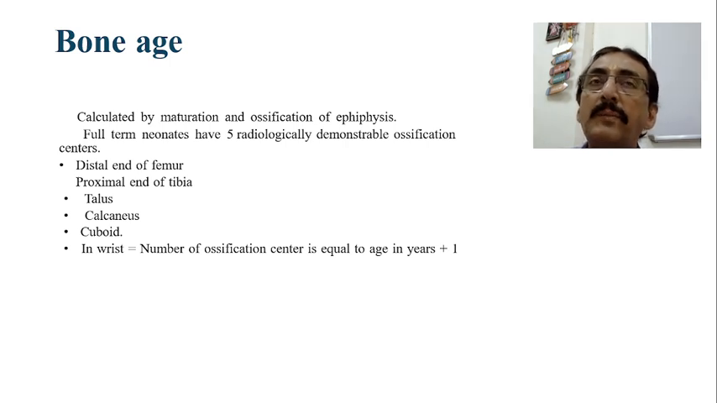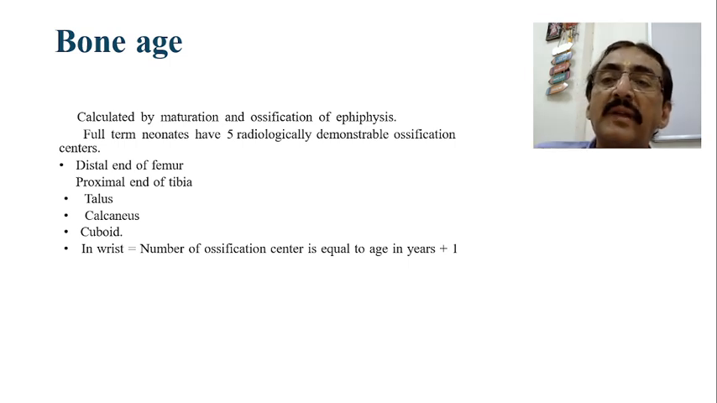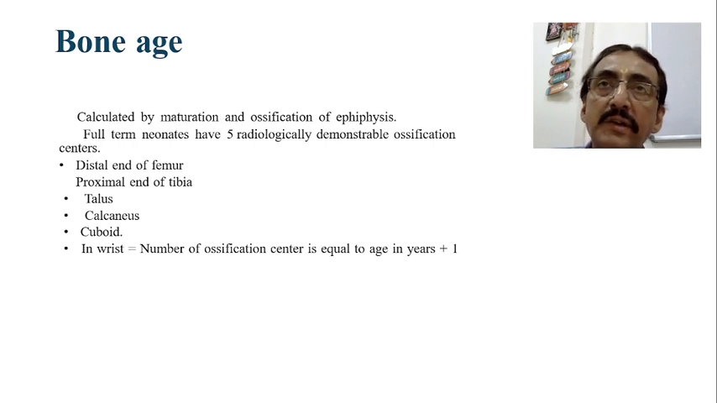Next one is talking about the bone age. One more measurement of growth is by means of bone age. Very important when you are talking about short stature. Bone age and the chronological age we will consider. Now, this is calculated by the maturation and ossification of the epiphyses. In the bones we will have epiphyseal ends, which are considered as the growing end, and by considering the ossification centers which are present in the epiphyseal area, we are going to calculate the bone age.